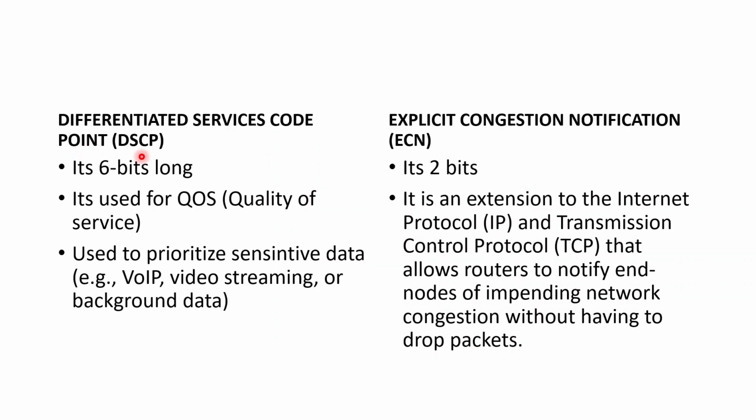The next field is the differentiated services code point, DSCP. It is 6 bits long. It is used for quality of service, QoS. QoS is a very important topic for your CCNA exam. Don't worry about this because we are going to cover it in depth in this course. But what you are supposed to know here is that QoS, quality of service, is used to prioritize very sensitive data over the internet.